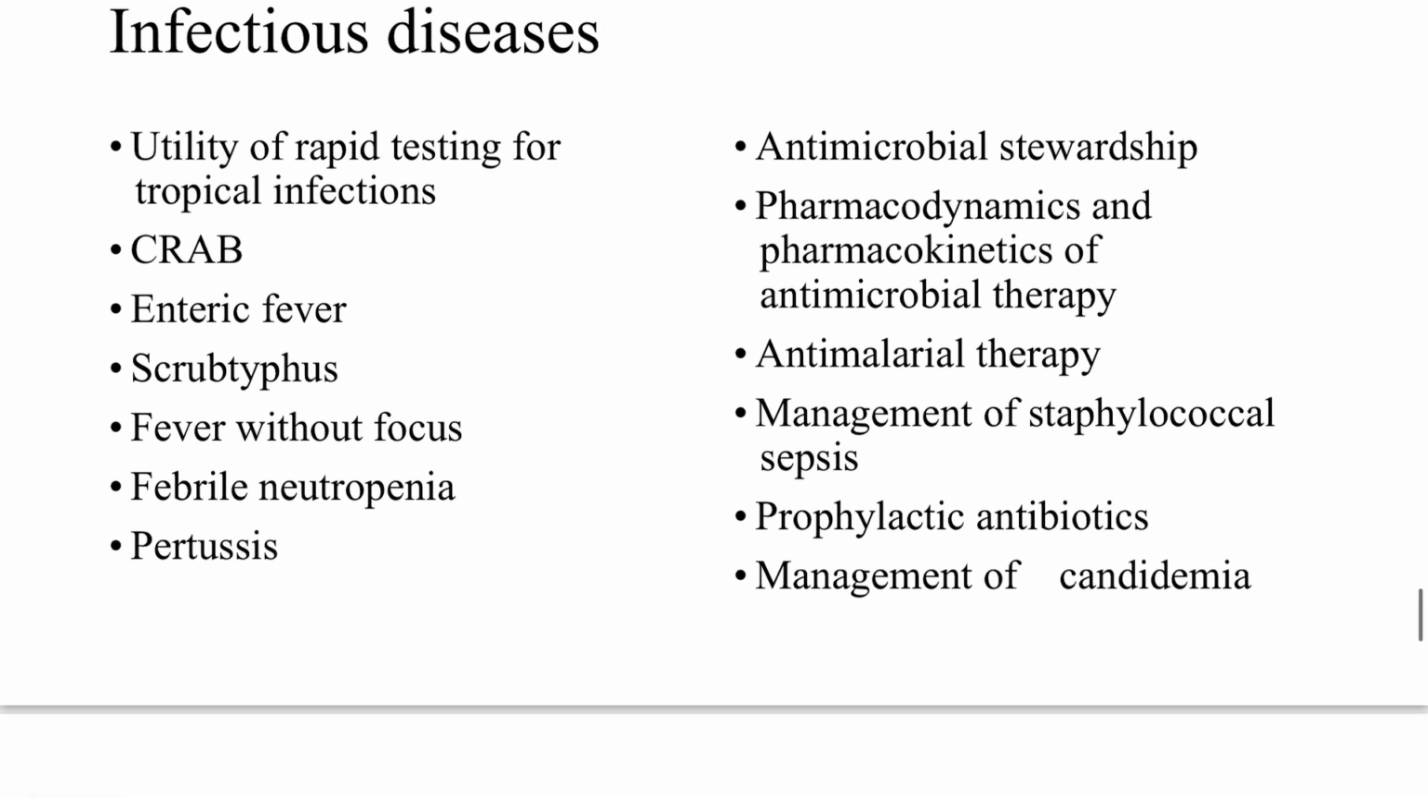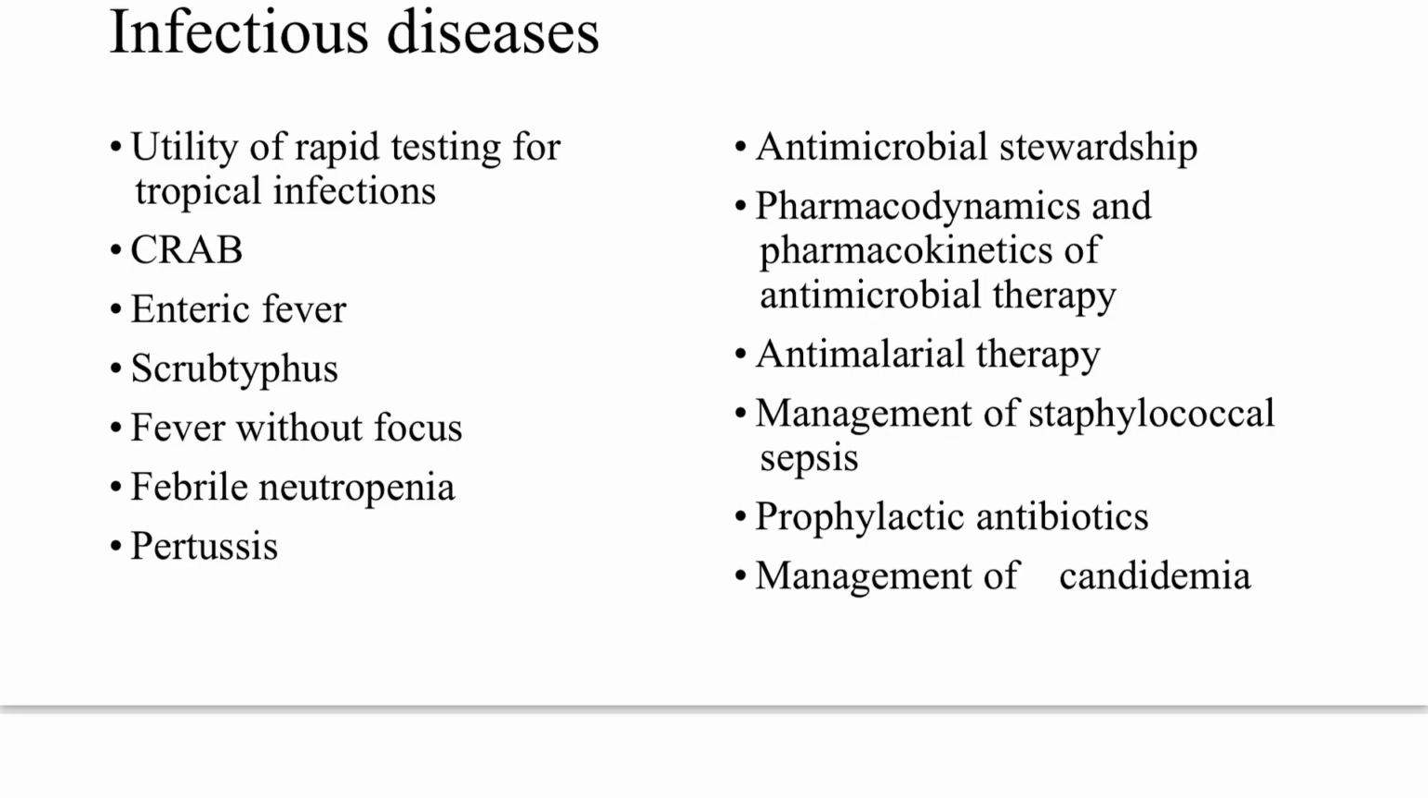Infectious diseases. Utility of rapid testing for tropical infections, you go through. Okay, they can ask for scrub typhus, they can ask for dengue, they can ask for typhoid, or they can just give it as tropical infections. Okay, so rapid diagnosis, rapid typhoid dot, dengue rapid, rapid testing for scrub typhus. What is the utility of it? Is it reliable, not reliable? Those things, few key points you should know.